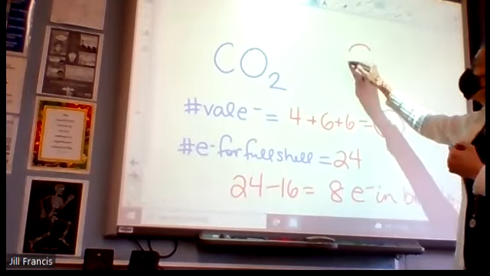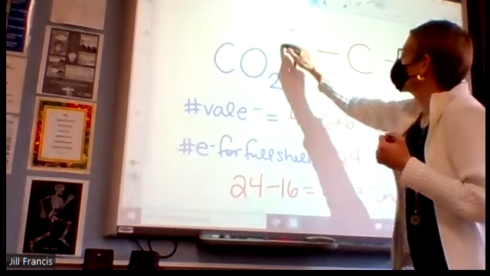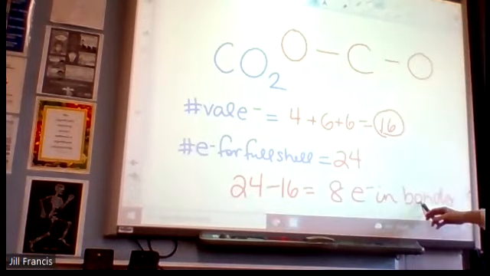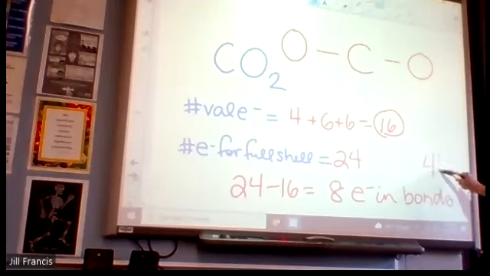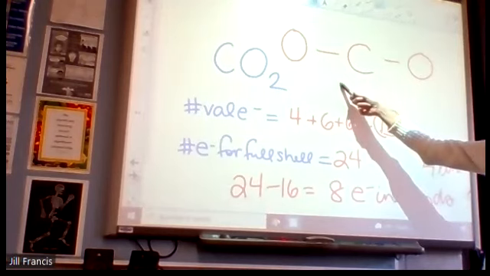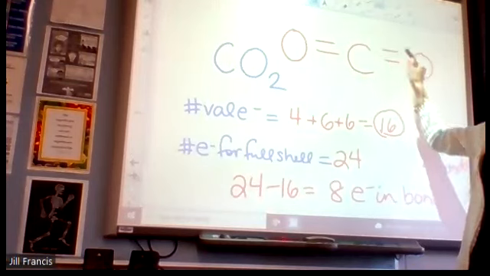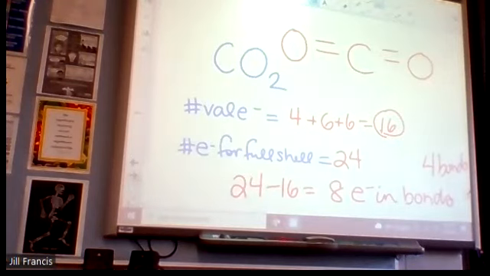All right, so then if we draw our structure, carbon's going to be in the middle. We've got our oxygens. Okay. Since we figured this out, we know there's going to be 4 bonds. So if I draw like this, I know that is not enough bonds. I know that I'm going to have 2 bonds on each side, or a double bond on each side, for this structure to be correct. So it saves me a couple steps.